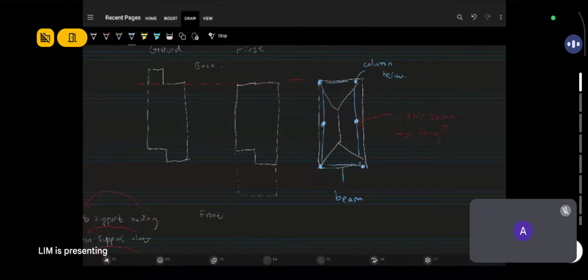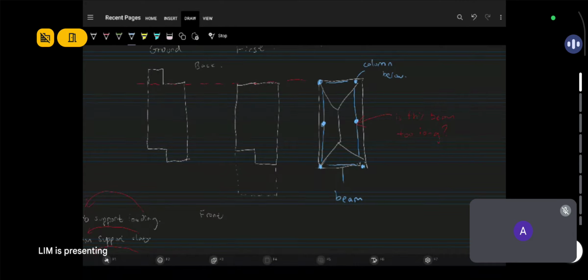If the beam is too long, then you have to put columns in to add more supports. The more columns you put in, the more supports there are supporting that beam. Then it becomes shorter. So how do you decide whether you need to put additional columns in or not?